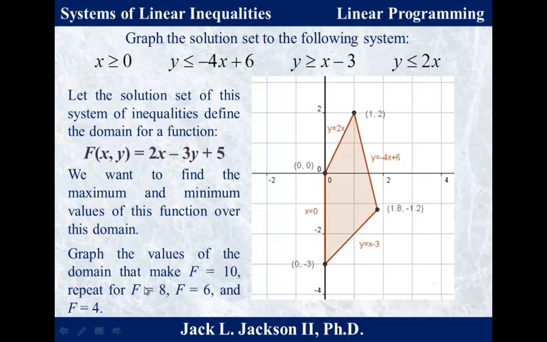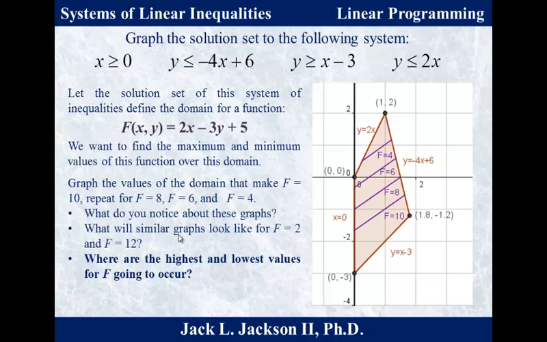Then repeat for a new value of f. Plug in f is 8. Plug in 8 here and graph 8 equals 2x minus 3y plus 5, but only graph the part of that line that's inside the red. And do it again for f is 6 and f is 4. You could do this for all the different possible values of f and see what happens. See if you can graph these four and see what happens. Okay, so you're graphing 4 line segments, and these are the 4 line segments that you come up with.